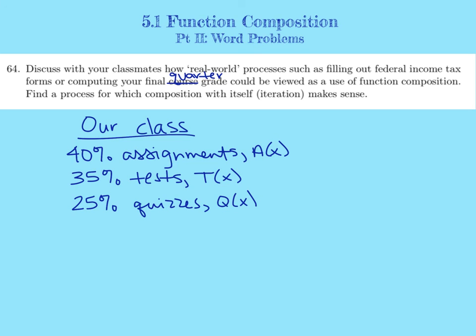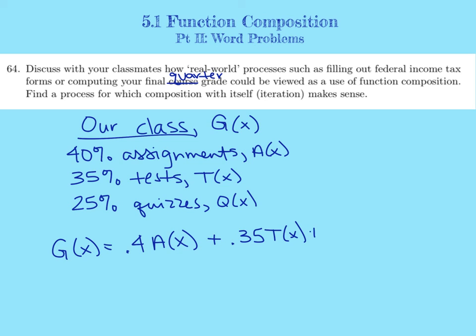To find your overall quarter 2 grade, which we could call G, what we could do is we take 0.4 times our assignments grade plus 0.35 times our test grade plus 0.25 times our quiz grade. And that is how you can find by hand what your overall course grade is, or rather quarter grade is for our class. And in general, that's how you can find your overall grades for any class that does weighted grades.